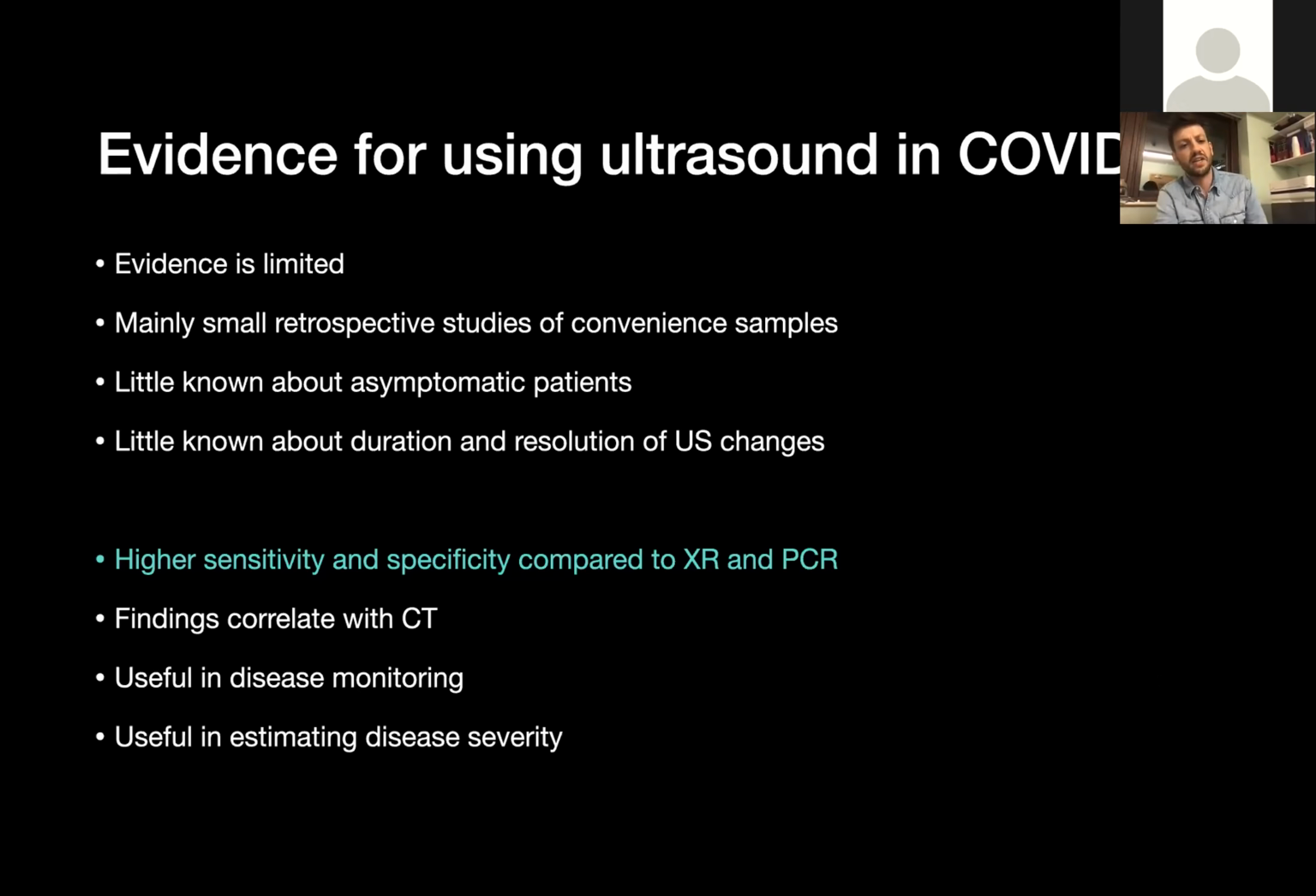And there's certainly data to suggest that it's going to be useful in disease monitoring and estimating disease severity. So those things are maybe more important if you're an acute medic or intensive care. But for us at the front door, we know that we're going to improve our diagnostic yield if we're adding lung ultrasound to the rest of our assessment. And I don't think lung ultrasound is an alternative to X-ray. I think it's an adjunct to X-ray.